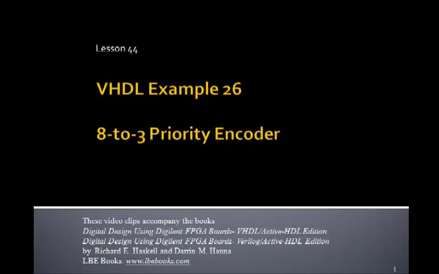This is lesson 44, VHDL example 26. And in this example, we'll design an 8 to 3 priority encoder.